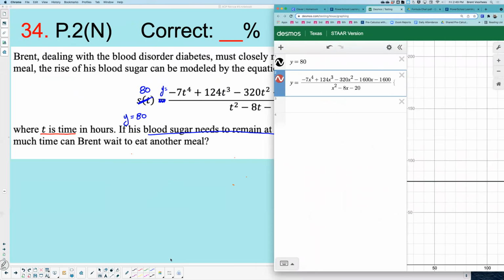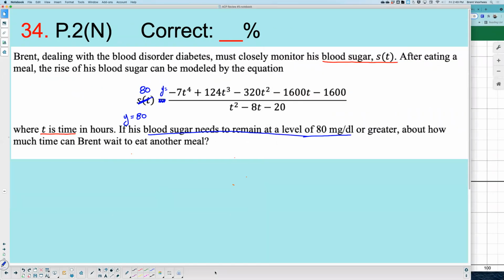7.283. That's correct. I can wait 7.283, and I think this is in hours. Time in hours. Yes, 7.283 hours. And that would be the answer here.